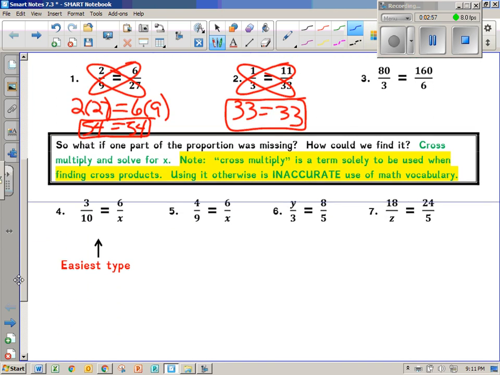So the reason we need to know this, you might be thinking, so what? So the cross product is these numbers. How is that going to be helpful? Well, that's helpful when part of the proportion is missing, an unknown value.